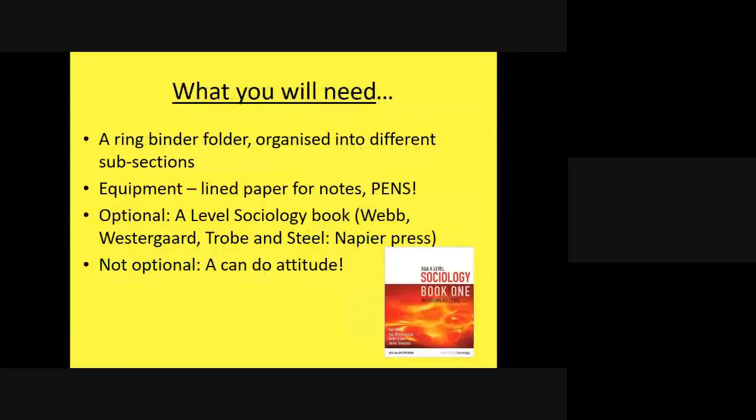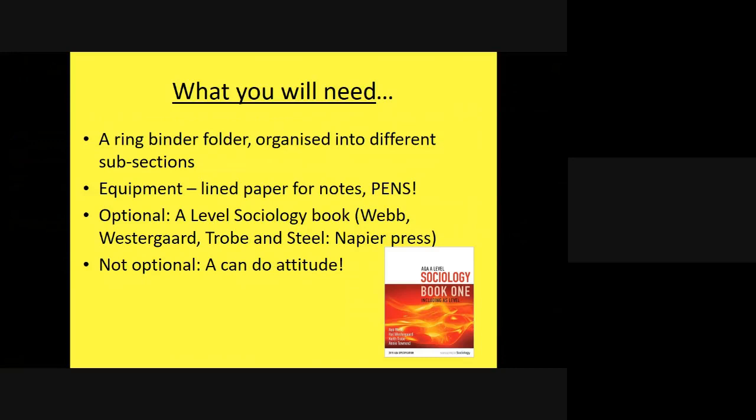Okay, what you'll need then. You will need a ring binder folder organized into different subsections. You'll need equipment, so make sure you've got your paper and your pens. The book here is sociology book one. It's not compulsory that you buy this, but we would recommend that you access this textbook to help you with your A-level and help you read more broadly around the subject. Not optional is a can-do attitude, okay?